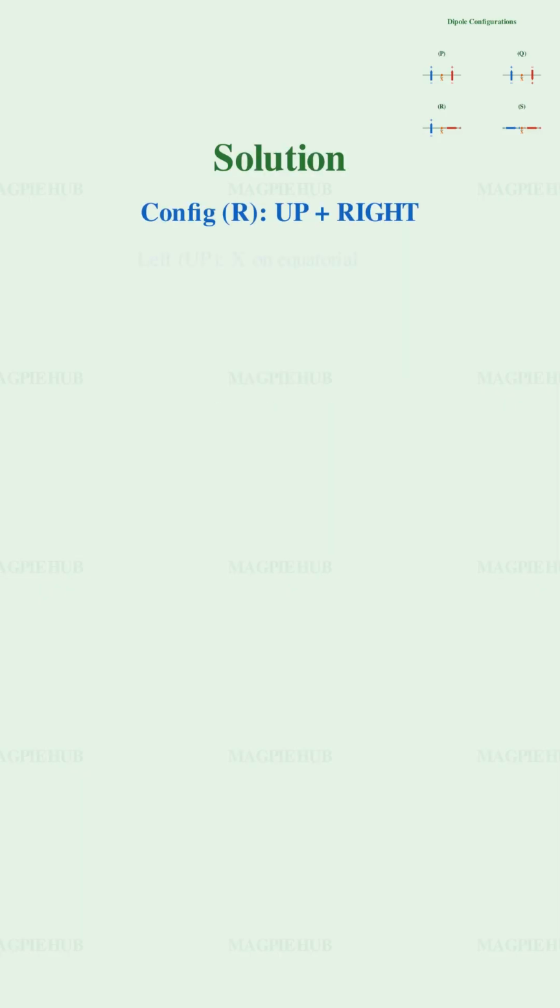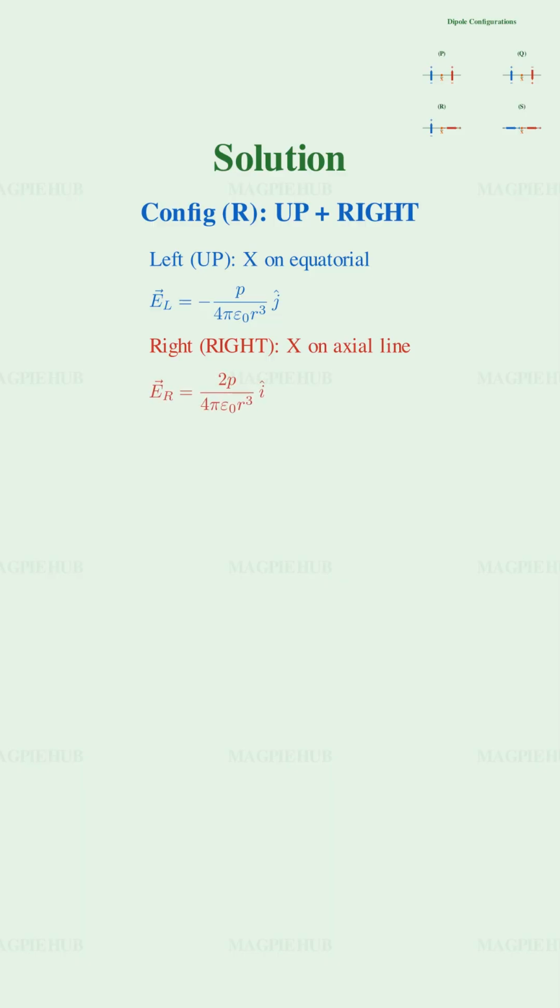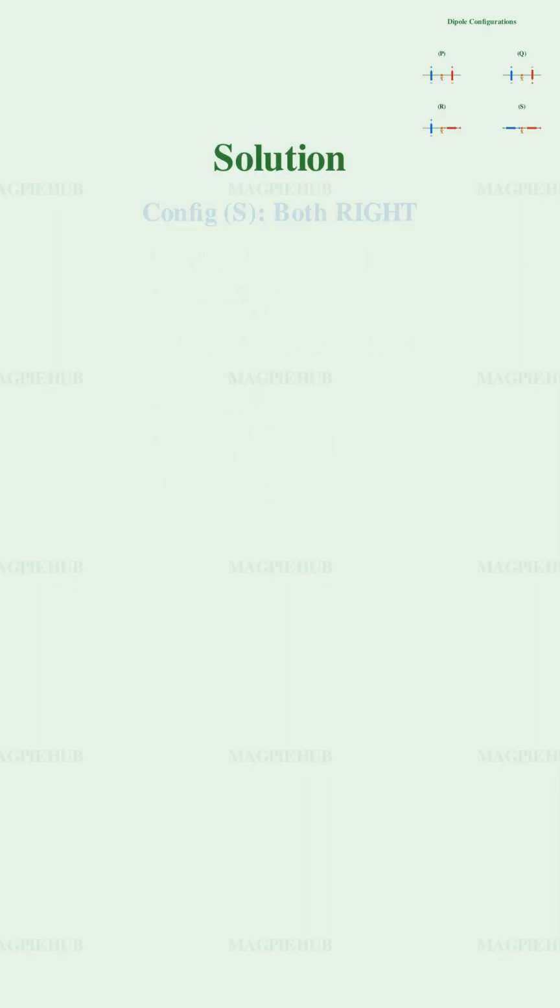Configuration R, left dipole points up, right dipole points right. For the left dipole pointing up, X is on its equatorial plane. Its field at X is minus P over 4 pi epsilon naught r cubed j hat. For the right dipole pointing right toward X, X lies on its axial line, on the negative side. The axial field on either side points along the dipole direction, so the field is 2P over 4 pi epsilon naught r cubed i hat. Adding both, E total equals P over 4 pi epsilon naught r cubed times (2 i hat minus j hat). This matches option 4.